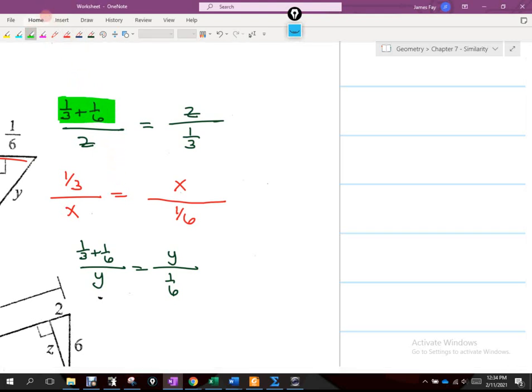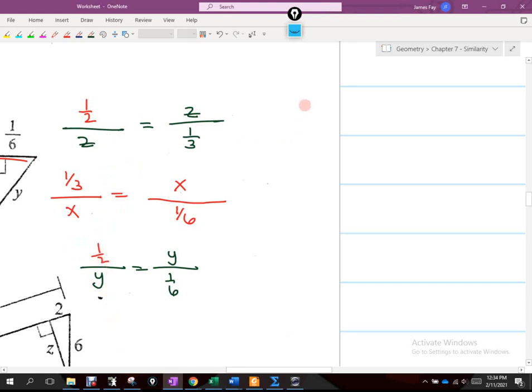Okay, so what do I need to add them together? Common denominator. So this is going to have to be multiplied by 2 over 2, right? So it's going to be 2 sixths, and 2 sixths is the same thing as 3 sixths, which is 1 half. So that's going to be 1 half. Is that going to be 1 half down here as well?